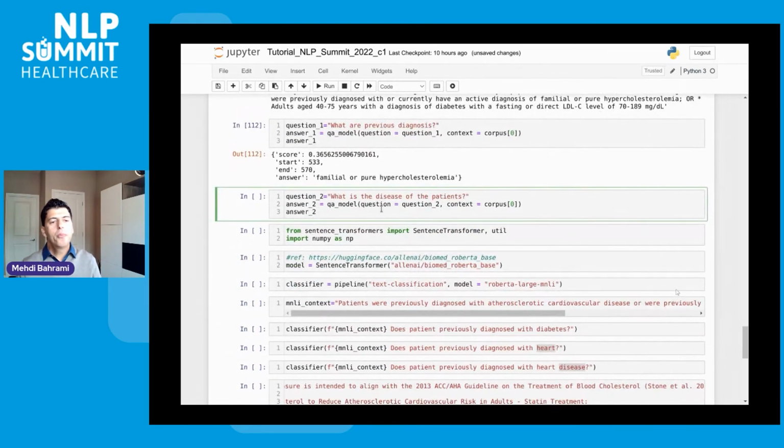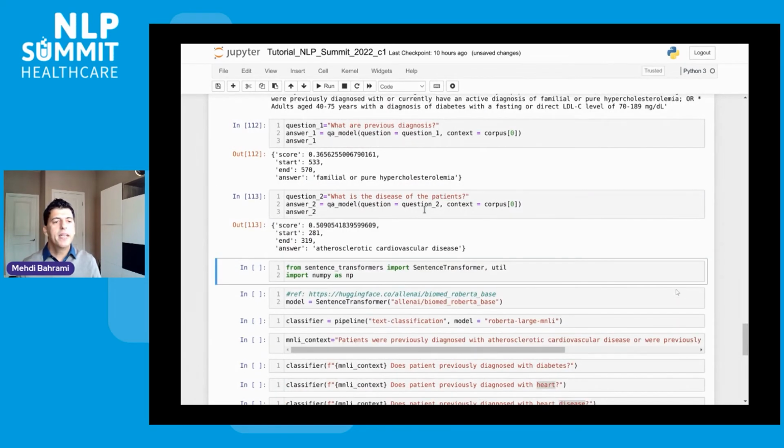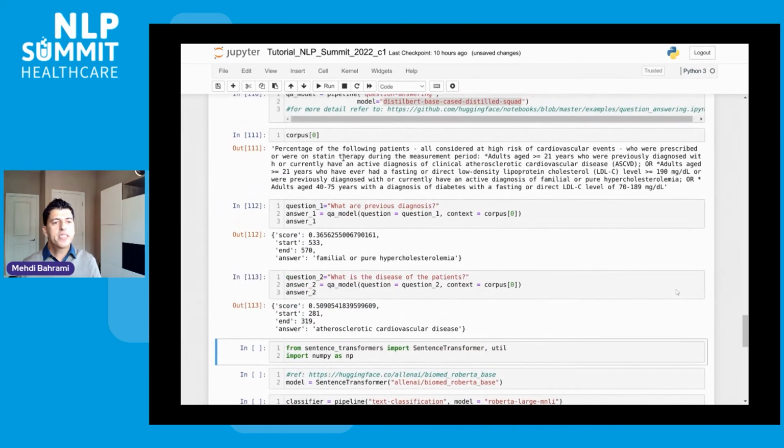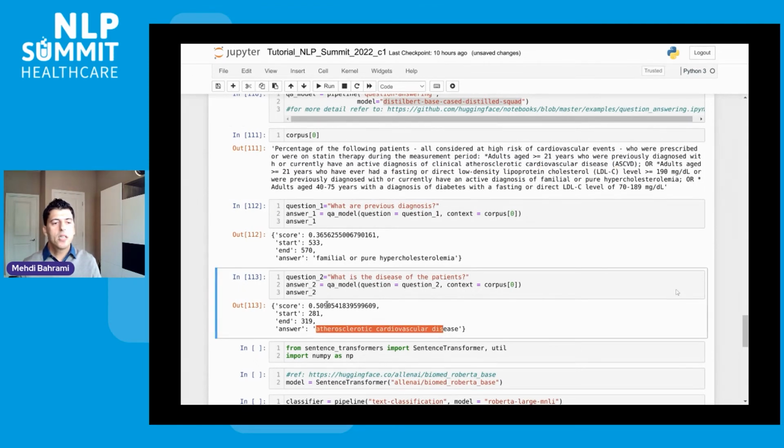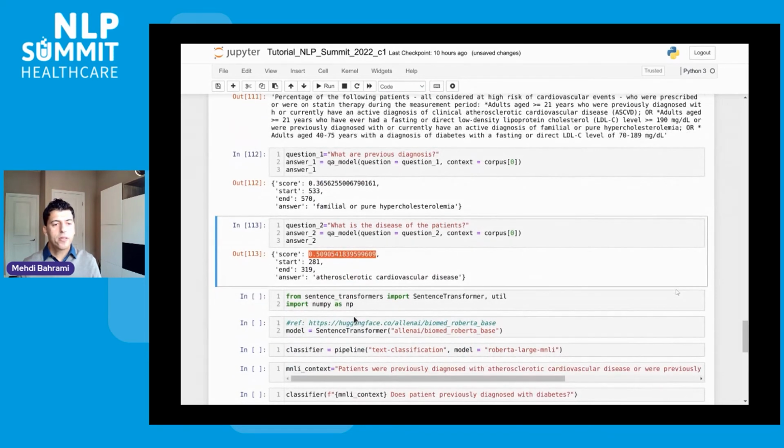We can also ask, what is the disease of the patient? We can look at the context and process that. And as you can see, again we are able to answer the question by using the pre-trained language model. We're not doing fine-tuning. Even if we do fine-tuning on a specific domain, for example healthcare, we could possibly improve and remove some noise, as well as improve the confidence level of the retrieved values or scores.